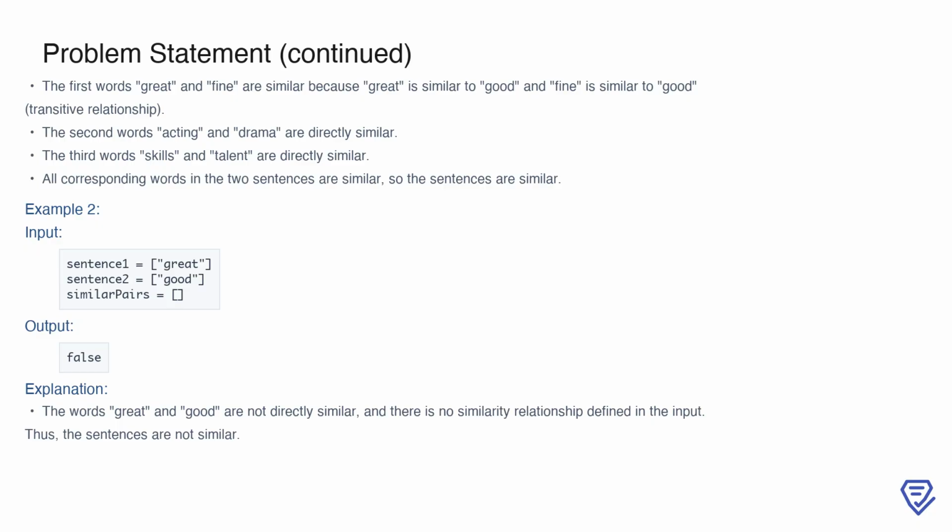Now consider another example where sentence 1 is great and sentence 2 is good, with similar pairs being empty. Here, there is no direct or transitive relationship between great and good, so the output is false.